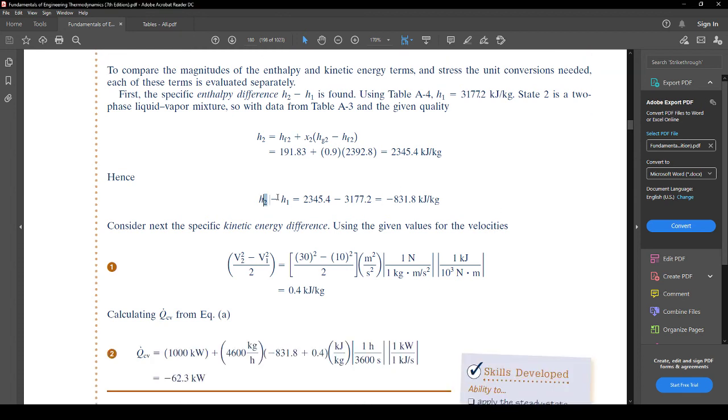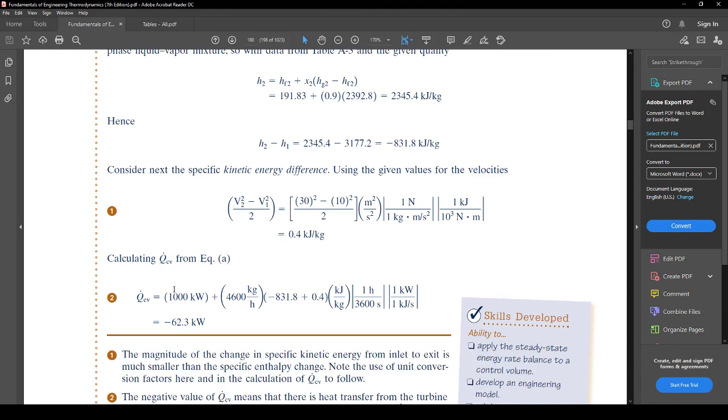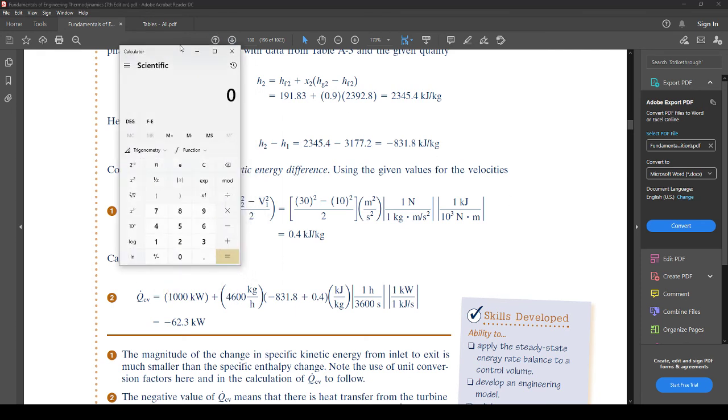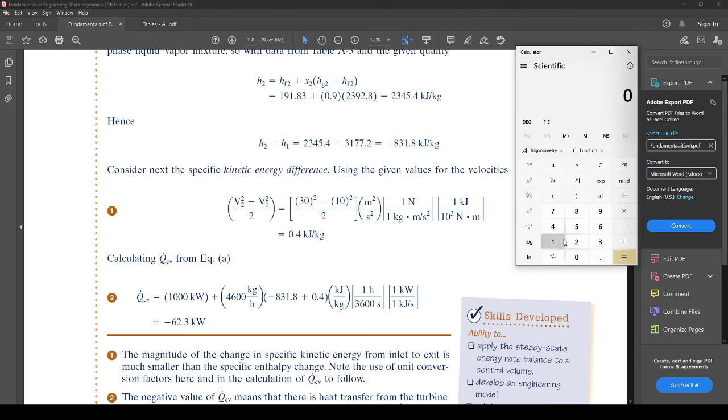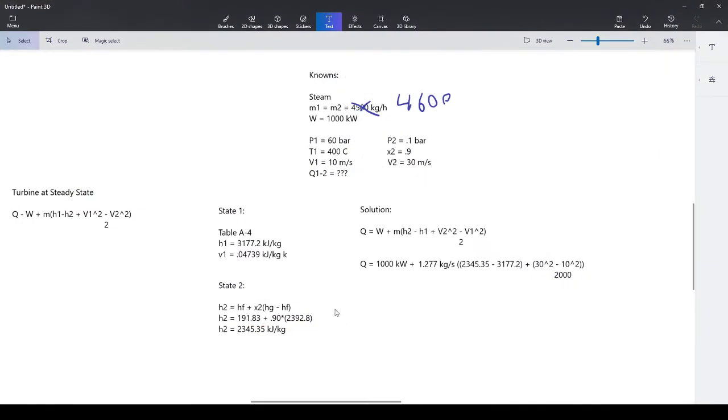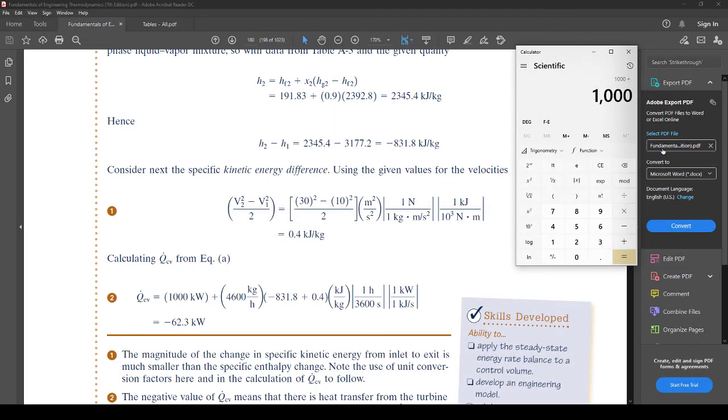And so they have these two quantities, H2 minus H1 here, and V2 squared minus V1 squared over 2 is here. And then they put this all together. So we have 1,000 plus 4,600 divided by 3,600. So I'll just do this on the screen as well. They have 1,000 plus 1.277, I think is what we got. That's not going to work. We're just going to do it the old-fashioned way.